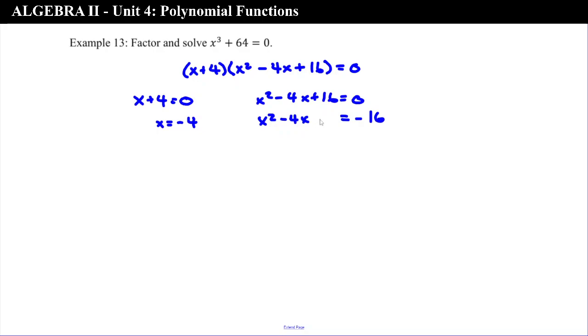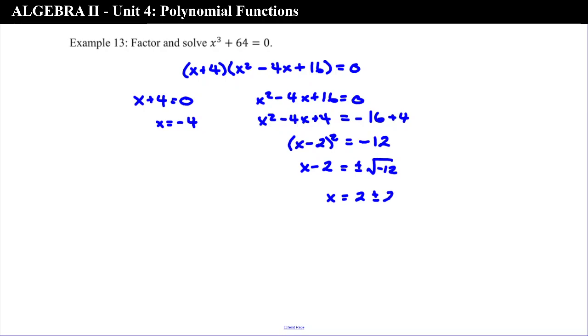So we've got negative 16 here. Half of 4 is 2. 2 squared is 4. So we're adding 4 to each side. And then square root of the first, sign of the middle, square root of the second to factor it. This gives us negative 12 on this side. Take the square root of each side. And we have x equals 2 plus or minus, and when we simplify this, we end up with 2i square root of 3.